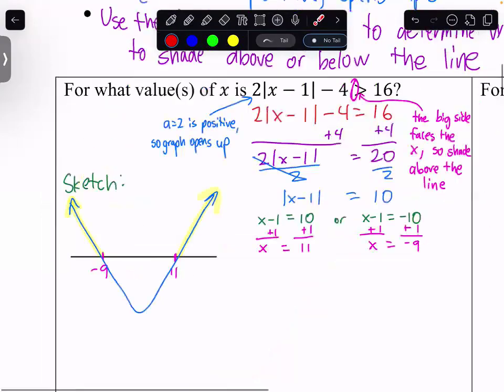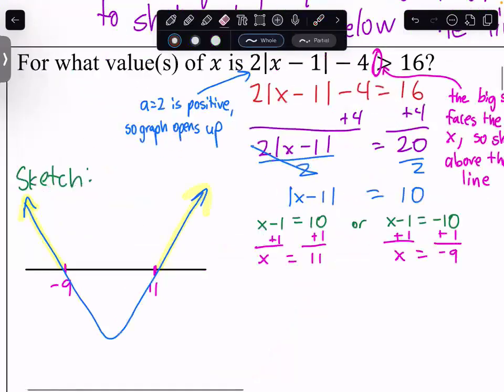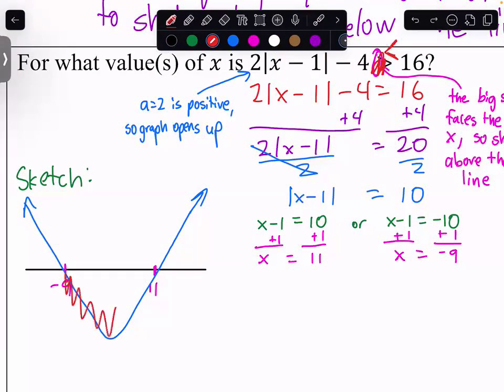Okay, so don't draw this, but just pretend for a second that the symbol was the opposite from the very beginning. Pretend that in the original problem, the symbol faced this way. Then the small end faces the x, so then we would have shaded below. Okay, so again, big end faces the x, shade above. Small end faces the x, shade below. For this problem, big end faces, so we shade above. Okay, so let me put this shading back.